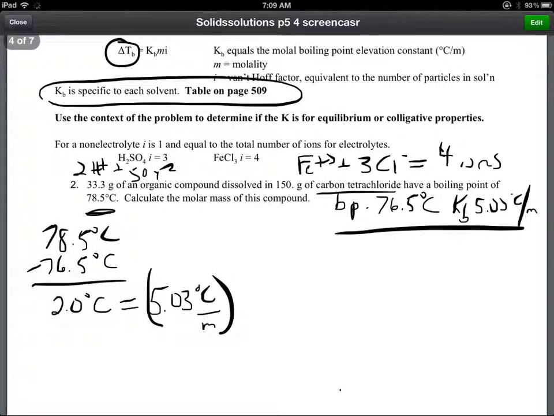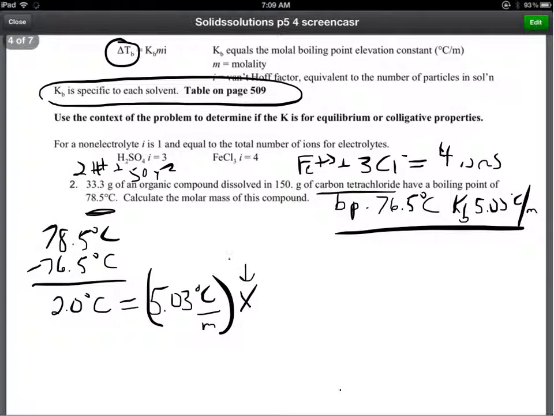Okay. And then I need to know what the molality is. I'm going to do a bridge problem, and I hope I can squeeze this all in here. So to figure out what the molality of the solution is, excuse me, we need to find the molality first. So that's your X. Again, you can use m for this.